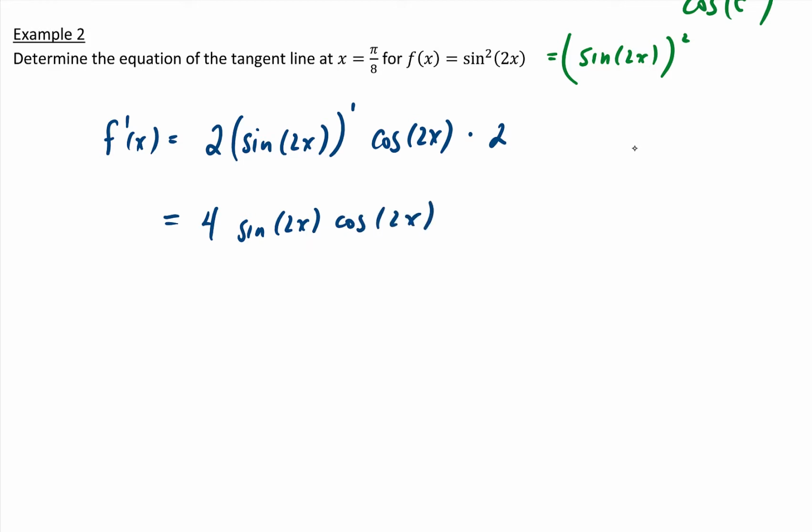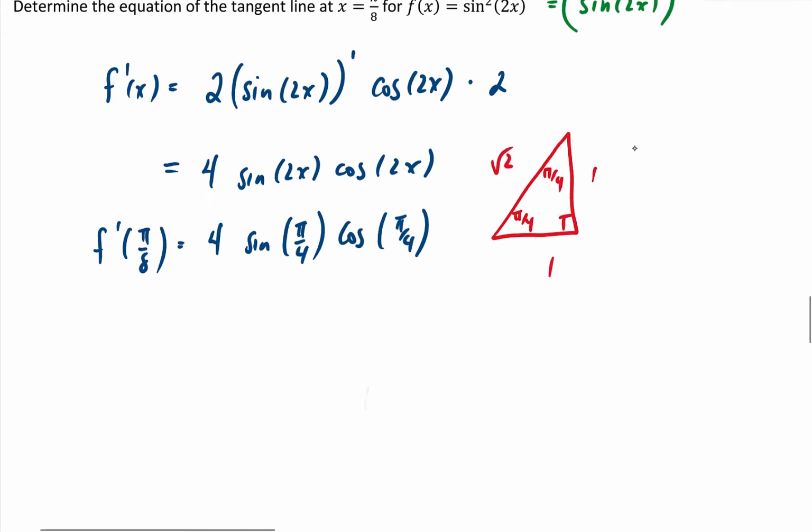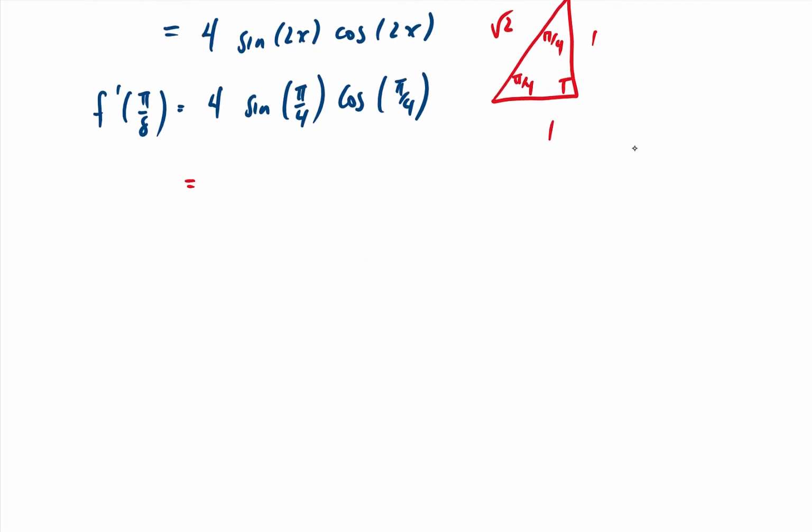We want the derivative at x equals pi over 8. So we want f prime of pi over 8. So that's 4 times sine of pi over 4 times cosine of pi over 4. So this is one of our special triangles. So this is our pi over 4 triangle, which gives us the following side lengths. And this tells us our slope is equal to 4 times 1 over root 2 times 1 over root 2. And if you simplify, we get a slope equal to 2.